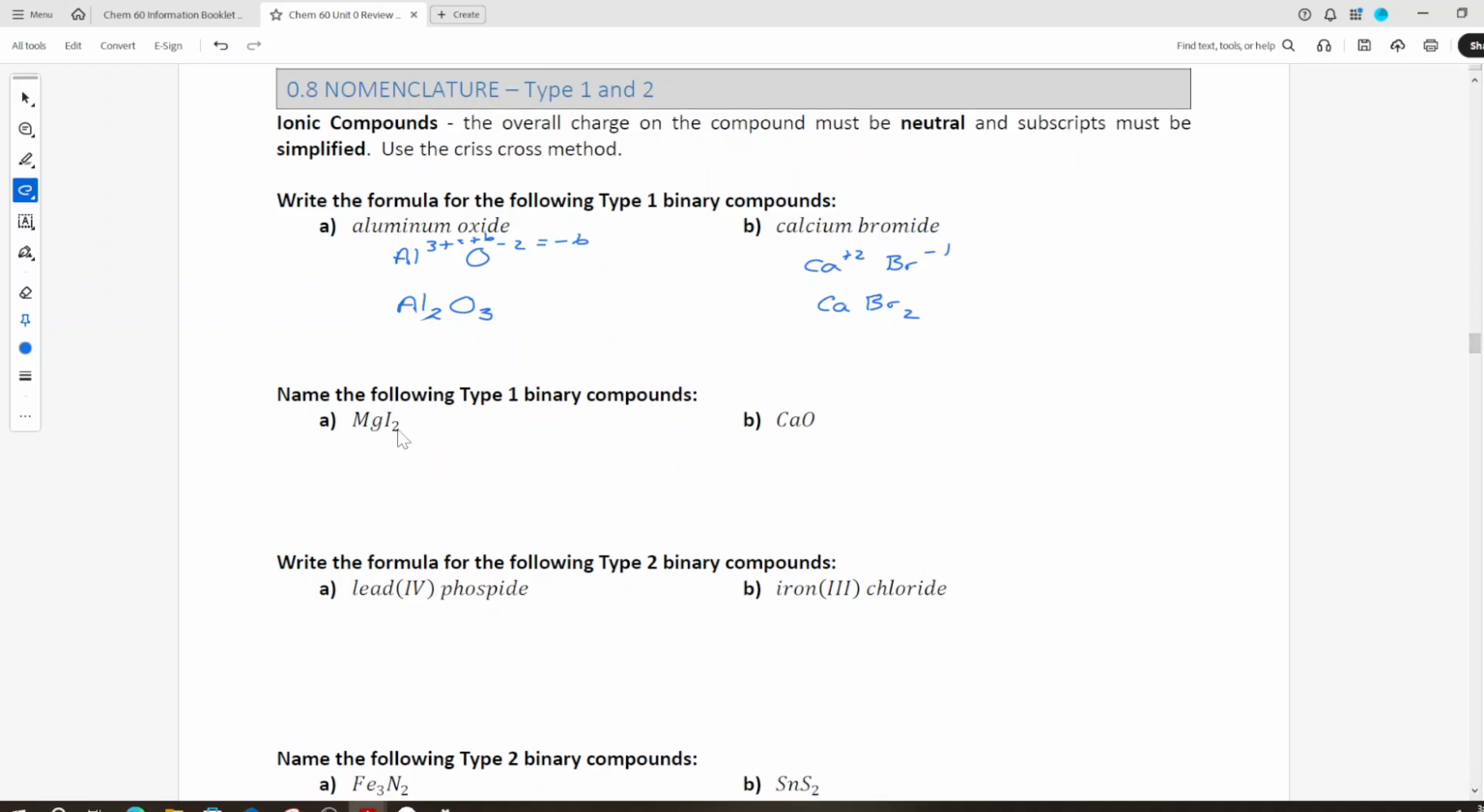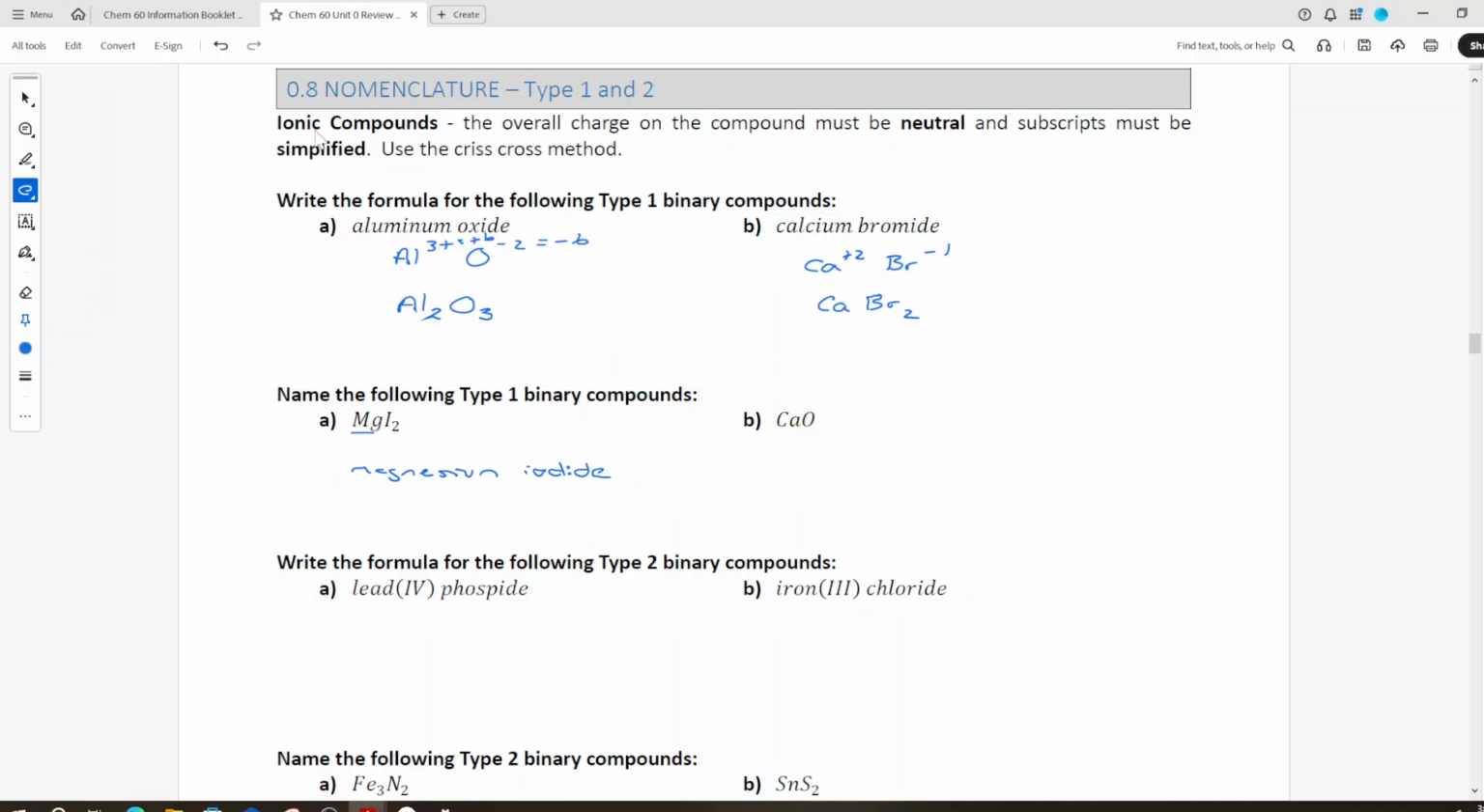So now what we'll do is go the other way. Let's name from a compound. So magnesium iodide. Oh, I just said it. So this is magnesium, and you just give it its elemental name, and then iodide. You just change iodine to iodide.